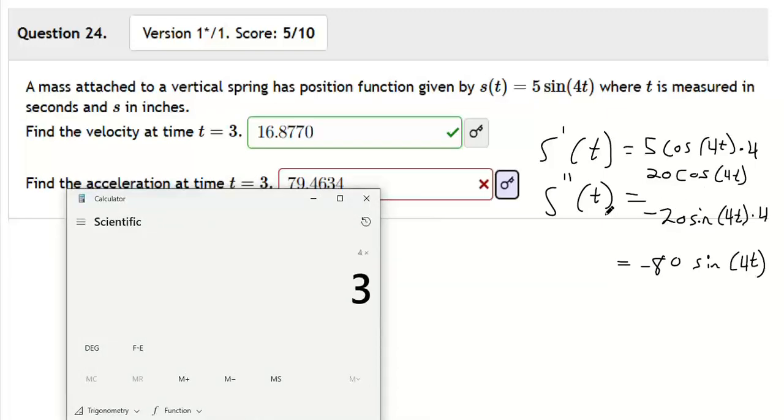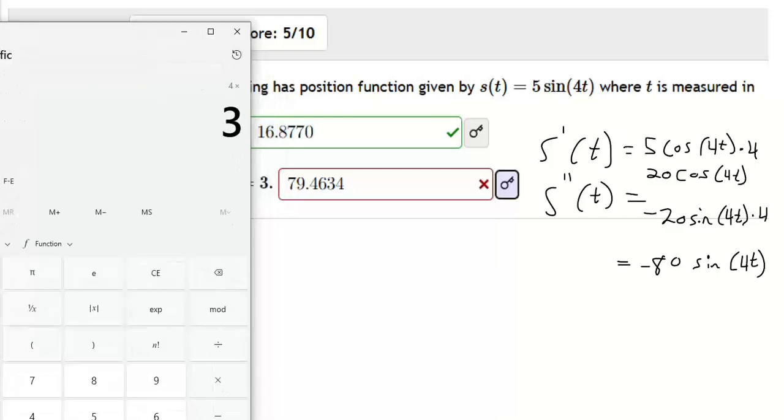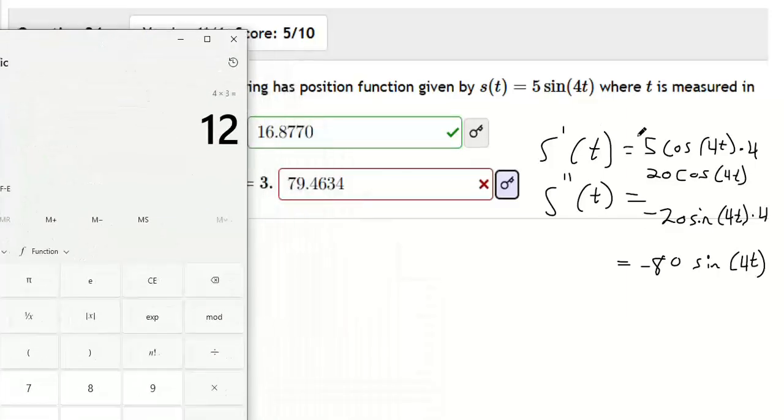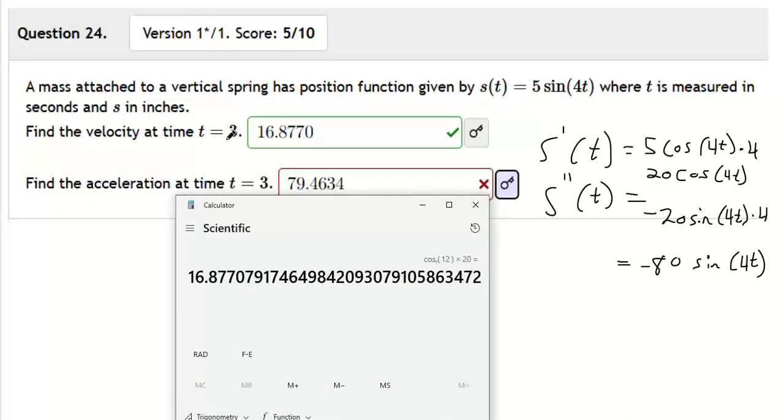4 times 3. I'm just plugging in t equals 3 into the first derivative for velocity. Cosine times 20. No, apparently it needs to be in degrees because when I plugged in 3 in here, I get the correct answer. So if we keep it in degrees, we're plugging in 3 in for t down here, so that's going to be sine of 12.